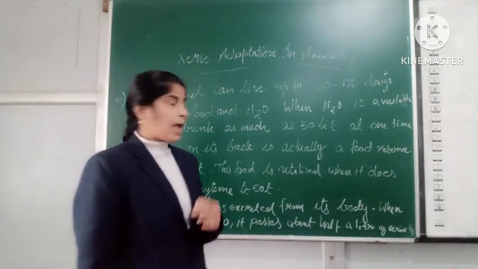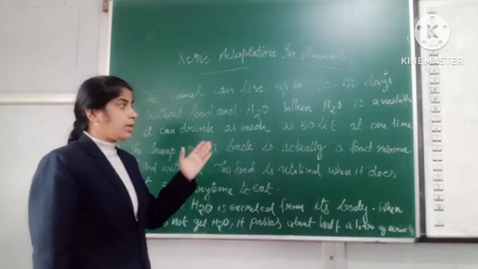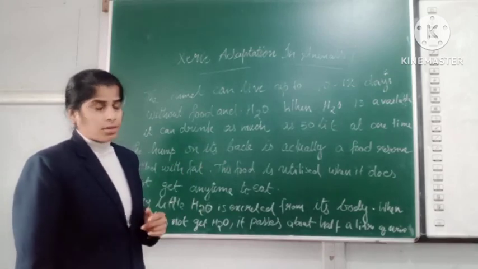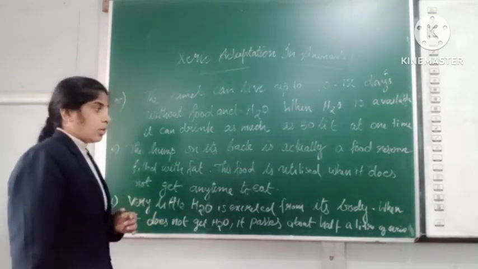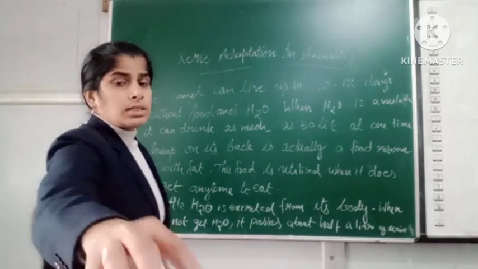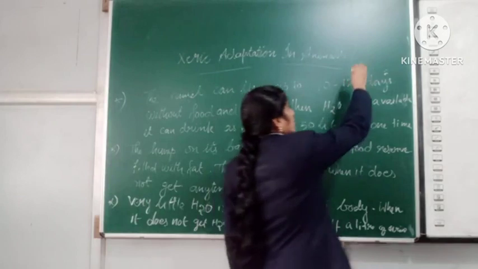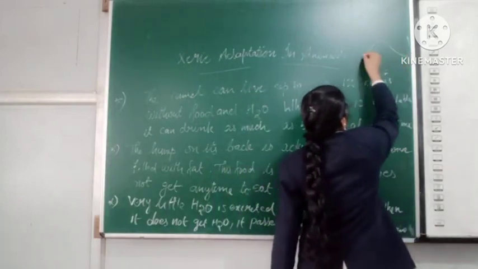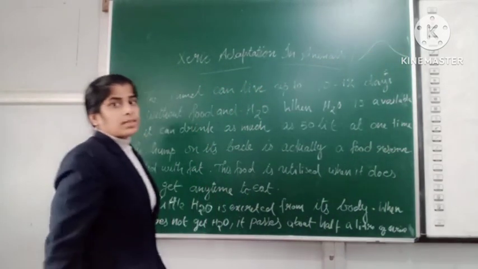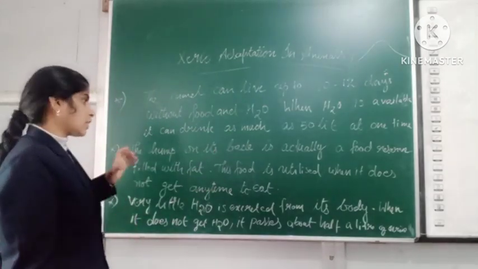Okay, and the next point, the hump on its back is actually a food reservoir. Food reserve. It's filled with fat. You know that on the camel's back you can see there is one hump. What is that hump? That hump is a food reservoir.